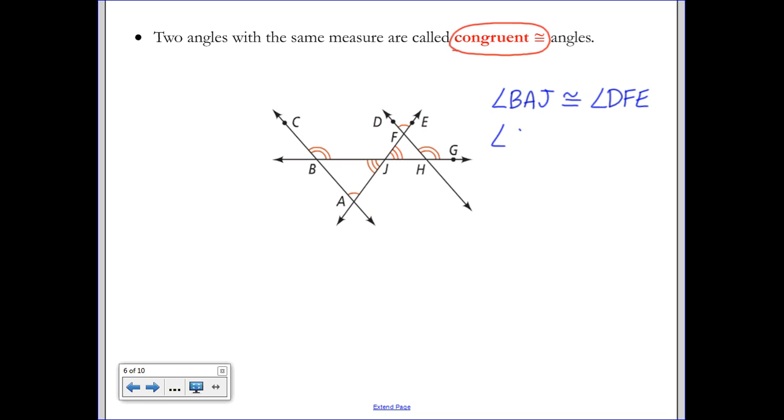Different measurement for angle CBJ because that has a double arc in it, and that's right here. But that would be congruent to angle FHG, the other one with a double arc. And then the other pair that's congruent on here is the triple arc, and that would be BJA being congruent to, let's say, FJH. So those are 3 pairs of congruent angles that are shown on this picture.